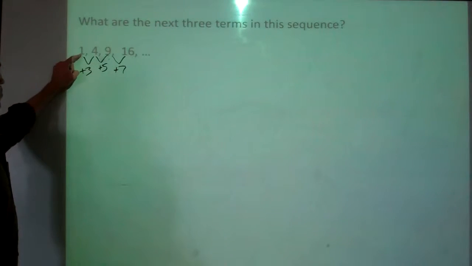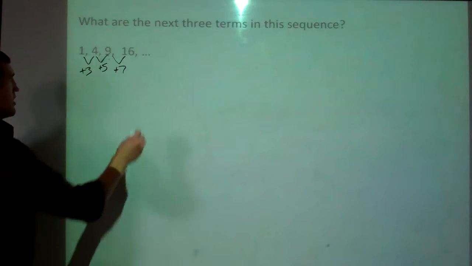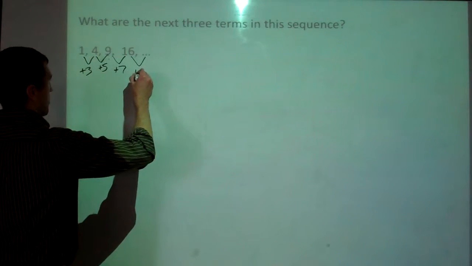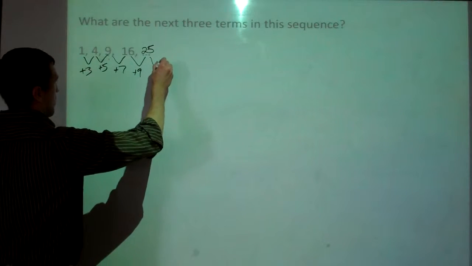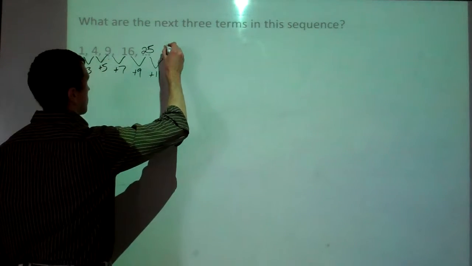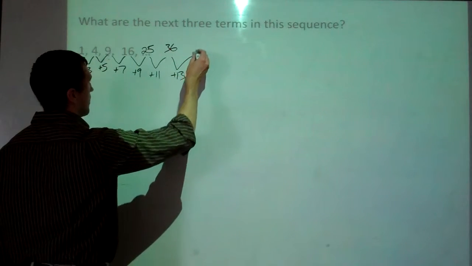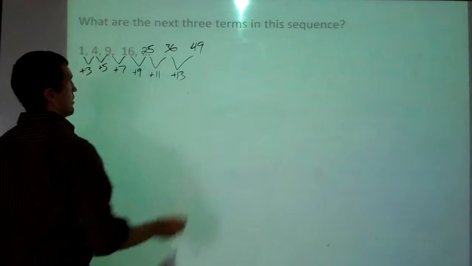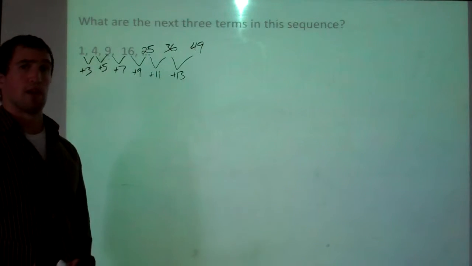Here was 1 plus 3 gives us 4, 4 plus 5 gives us 9, 9 plus 7 gives us 16, so our next term would be plus 9, which will give us 25, plus 11, our next odd number, that will give us 36, and our next one, plus 13, that will give us 49. So the next 3 terms are 25, 36, and 49.